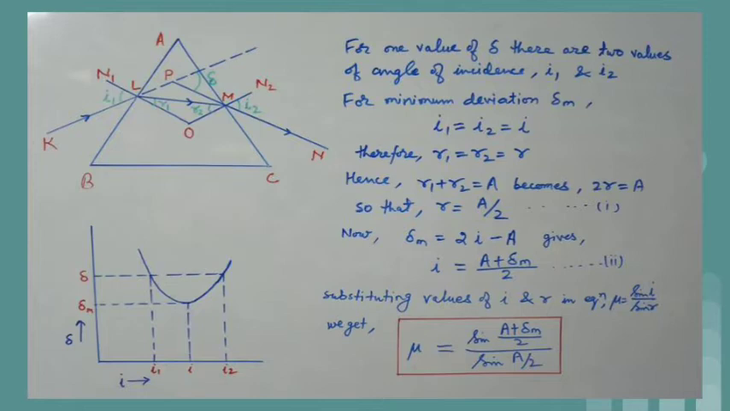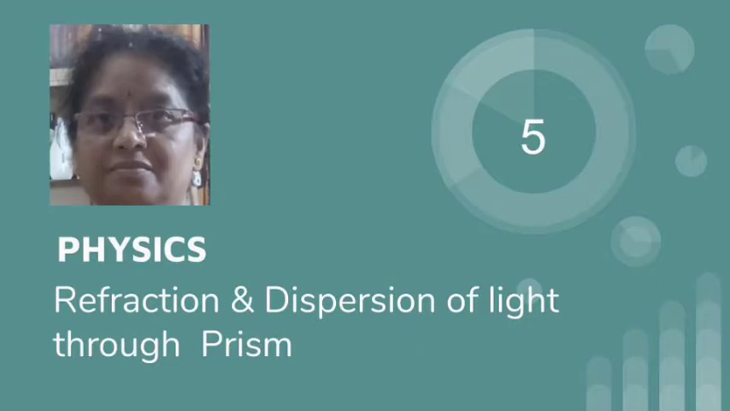Substituting values of I and R in equation mu is equal to sin I by sin R, we get mu is equal to sin of A plus delta m by 2 divided by sin A by 2. This is known as prism formula, with the help of which we can find the refractive index of the material of the prism.